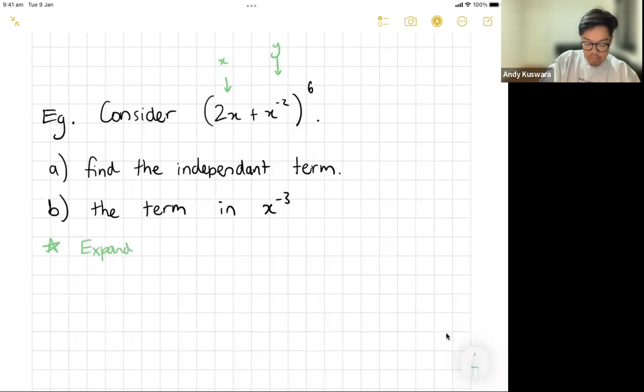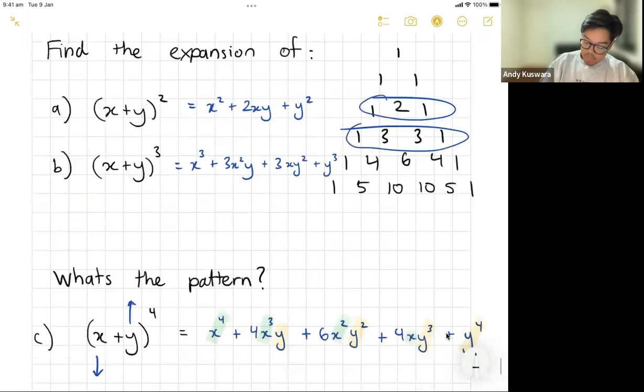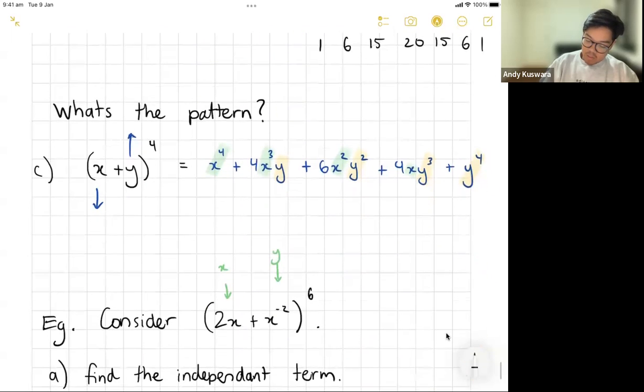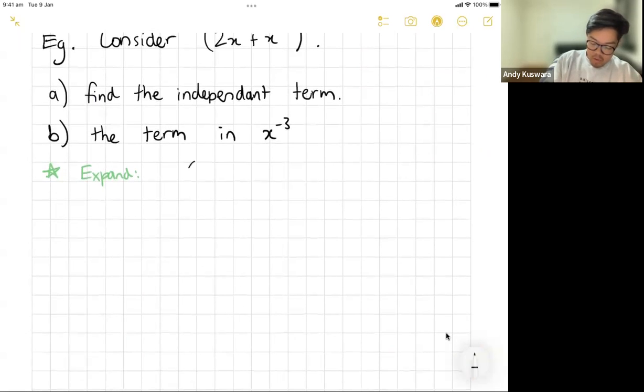Expand. Okay, so I'm just going to go back up here, and I knew I would need this. So this would be to the power of 4. This would be to the power of 5. So the power of 6 is going to be fairly large. 1, 6, 15, 20, 15, 6, 1. Okay, so I'm going to write that down. 1, 6, 15, 20, 15, 6, 1.